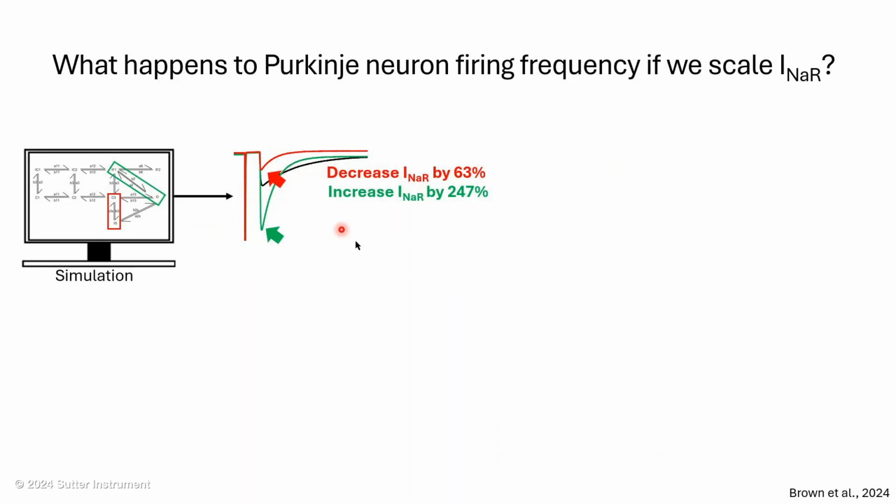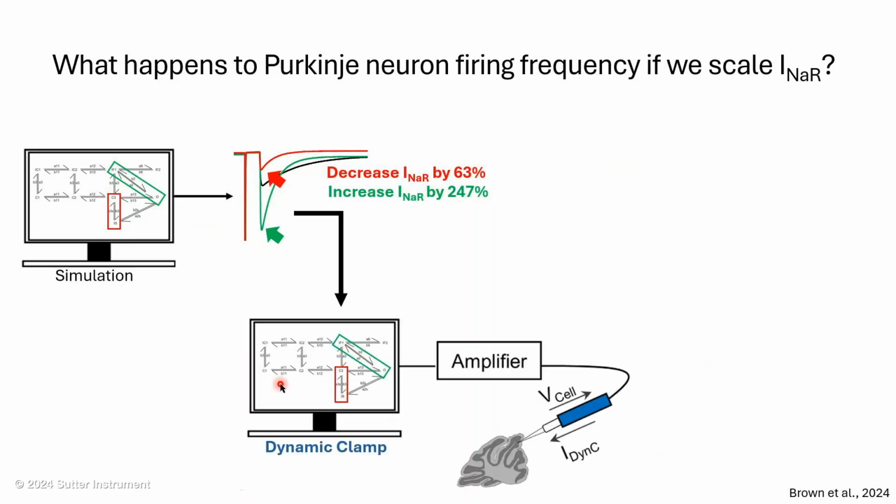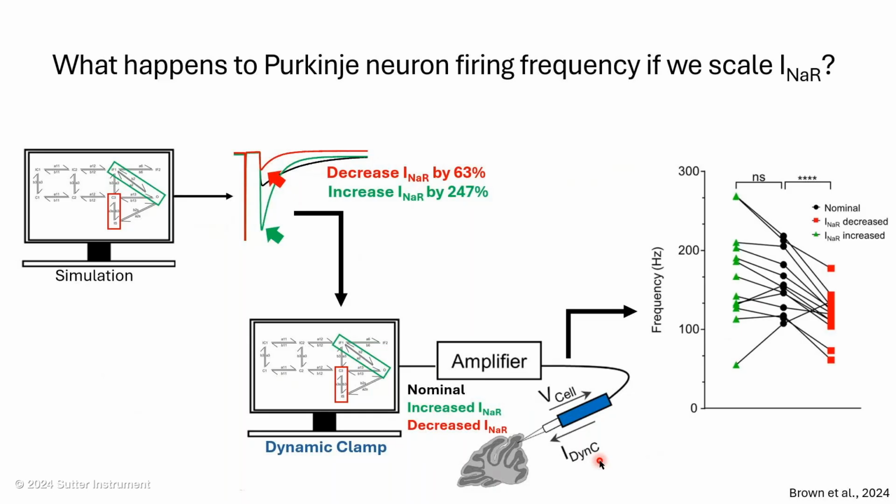So we have all 3 of these models. We can then add our models through dynamic clamp in Sutter Patch while we're patched onto real cells, and then assess firing frequency changes as we add the nominal, the increased resurgent current, and the decreased resurgent current models. And when we do that, we can compare all of the firing frequencies that we see after we apply those models. So here we have our baseline nominal model firing frequency in our cells.